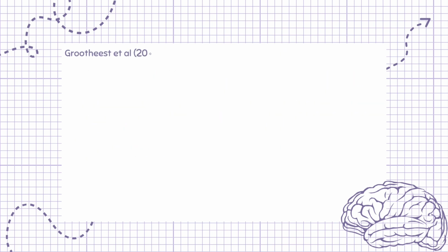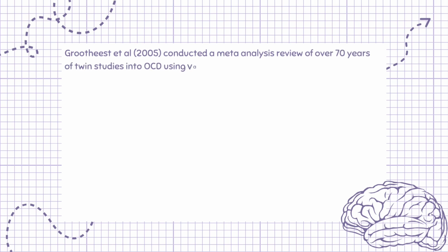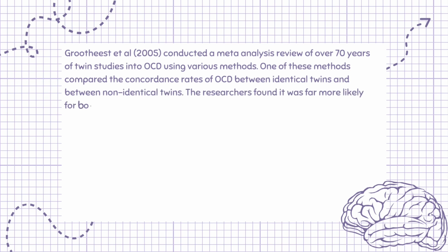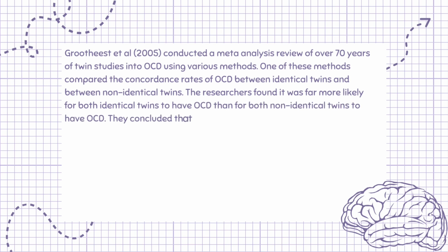Grootheest et al., 2005, conducted a meta-analysis review of over 70 years of twin studies into OCD using various methods. One of these methods compared the concordance rates of OCD between identical twins and between non-identical twins. The researchers found it was far more likely for both identical twins to have OCD than for both non-identical twins to have OCD. They concluded that genetics does play a role in OCD.